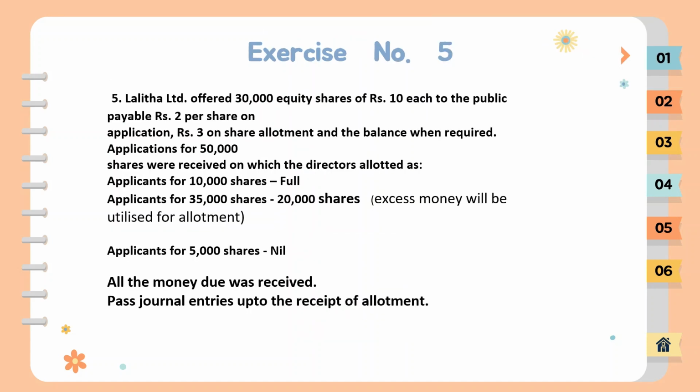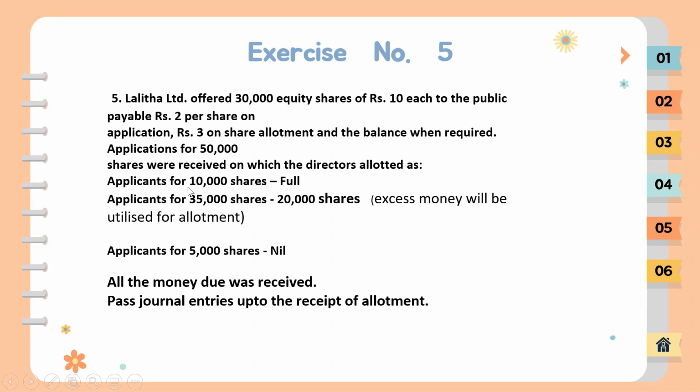Now, the fifth sum. It looks like this. See, Lalita Limited offered 30,000 shares, and it is payable 2 rupees on application, 3 rupees on share allotment. Only 2 installments they have given. The call money no need to show now. Now see, they have offered 30,000 shares, but they have received applications for 50,000 shares.